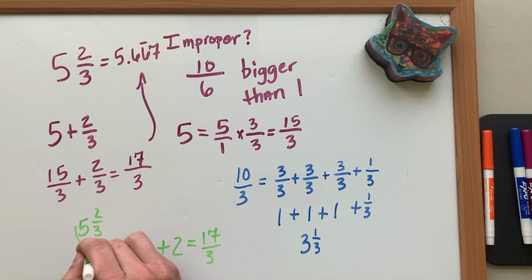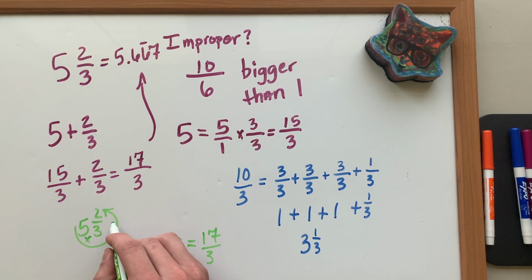You can almost think about this like a clock going backwards. If you start here and go around the horn, 5 times 3 plus 2. Multiply here and add here. 5 times 3 plus 2. And you want to make sure that you keep the same denominator that you started with.